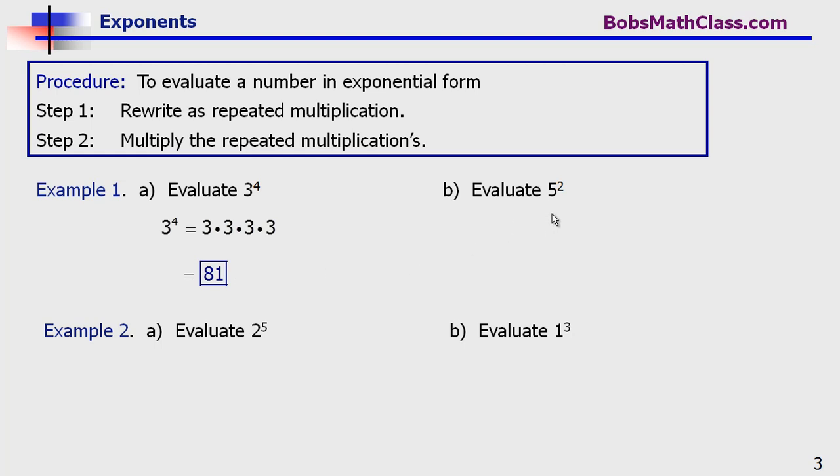Okay, let's work out the next one. 5 squared. That is simply 5 times 5. You write down the 5 twice. So the answer to that one would be 25.